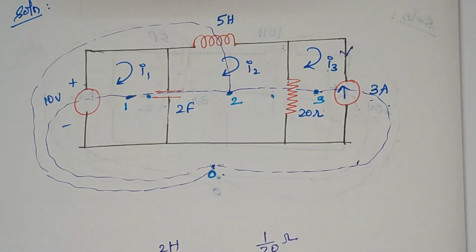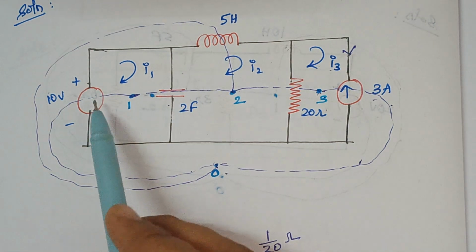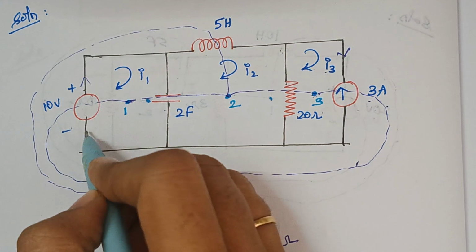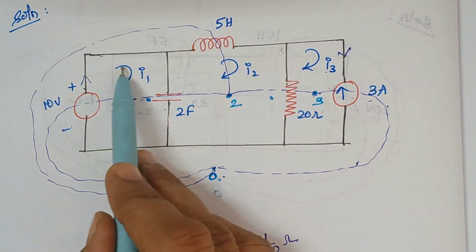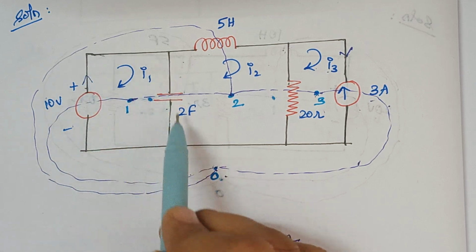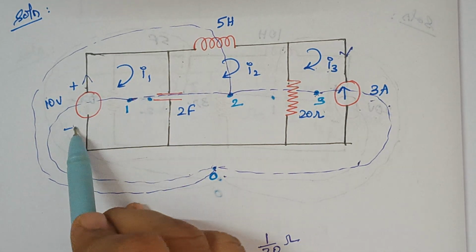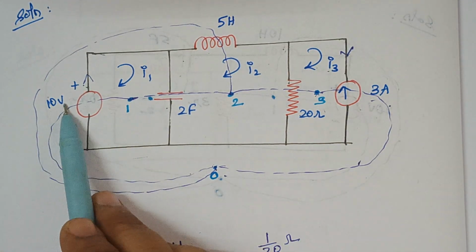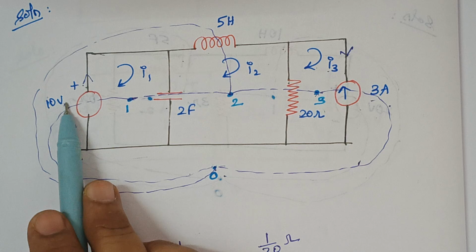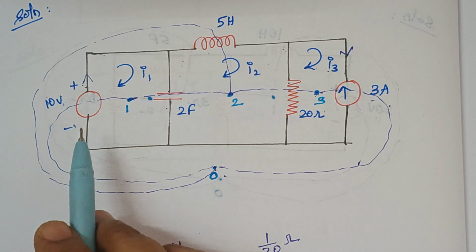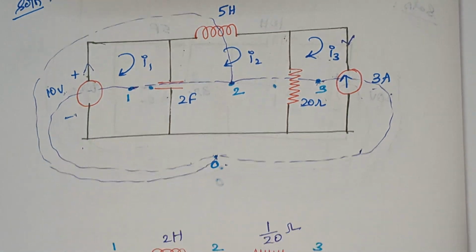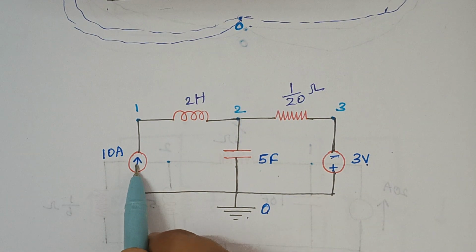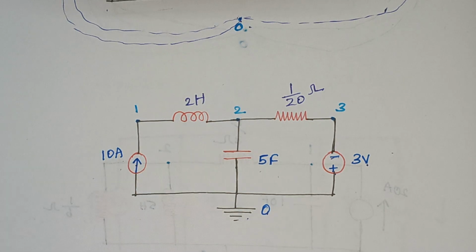And finally here we are having a voltage source, right? Here minus to plus, therefore current flows in the upward direction. It flows like this. Again when you look at this loop, current also flows in the same way from minus to plus. Therefore here we are representing this 10 volt voltage source as a 10 amps current source with upward direction. So here we have drawn a current source with an upward direction whose value is 10 amps.